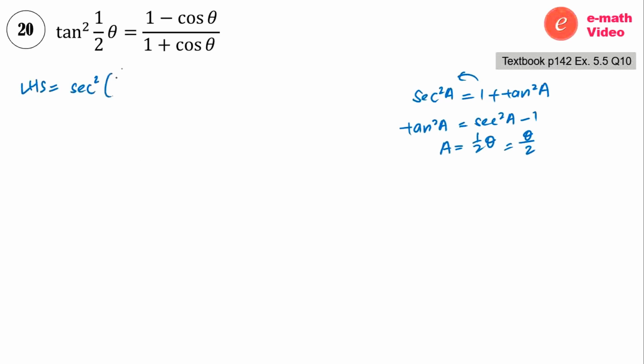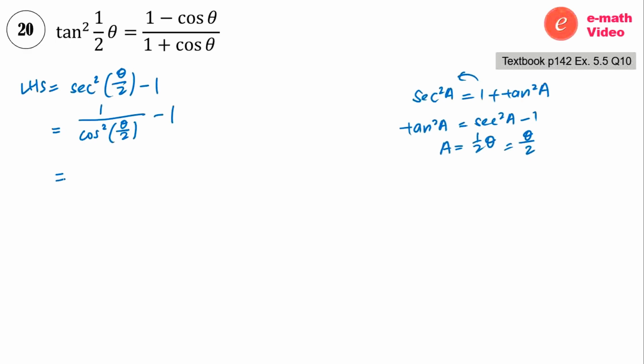Alright, so the left hand side equals to secant square theta over 2 minus 1 equals to, and on the right hand side we have cos, so we don't want the secant, we convert it back to cos, so equals to 1 over cos square theta over 2, then minus 1.